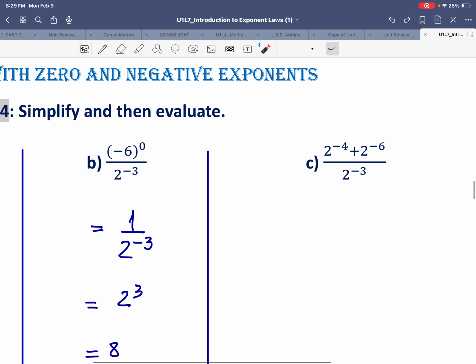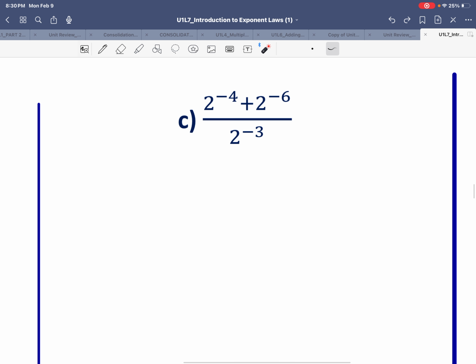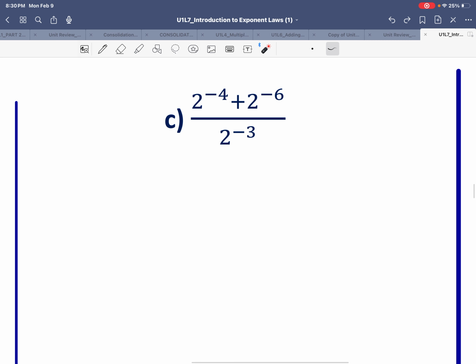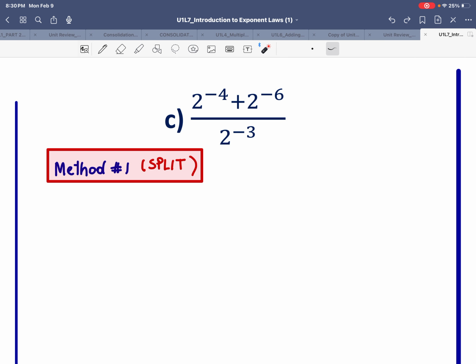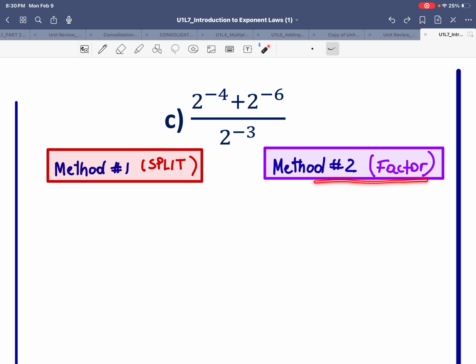Now we're going to take a look at an interesting expression. This time we have 2 to the power of negative 4 plus 2 to the power of negative 6, divided by 2 to the power of negative 3. We're going to try to do this in two different ways. We're going to use two different methods. The first method is what I call the split method, and the second one is what I call the factor method. We're going to do the split method first because it is more basic and simpler.